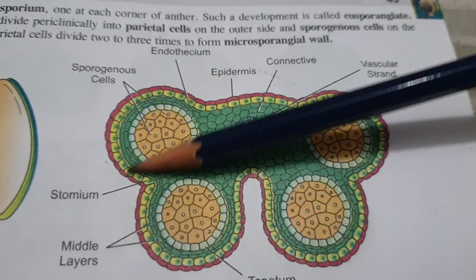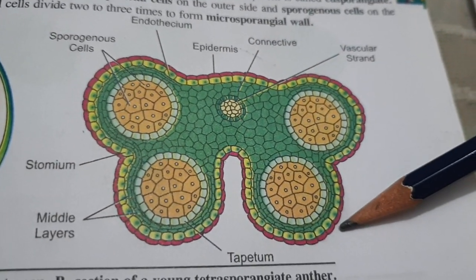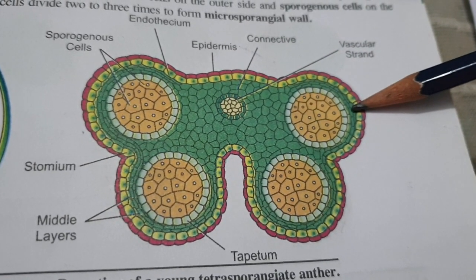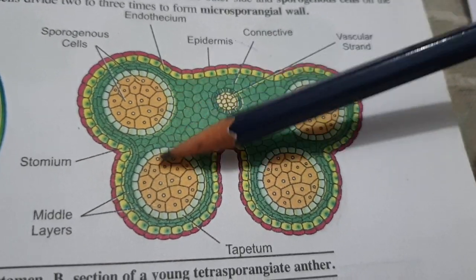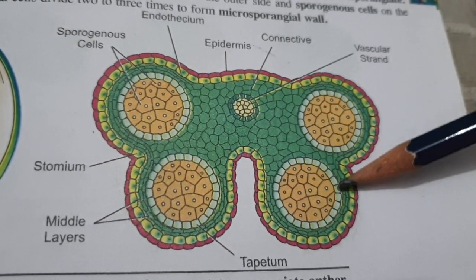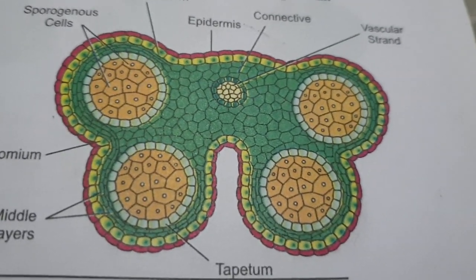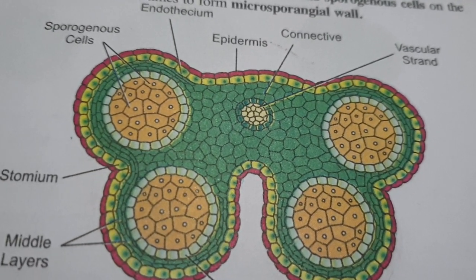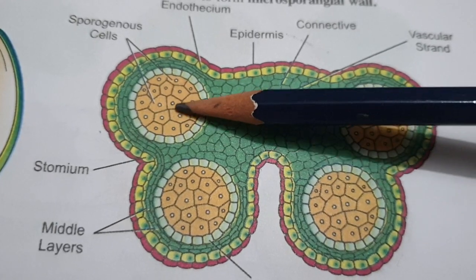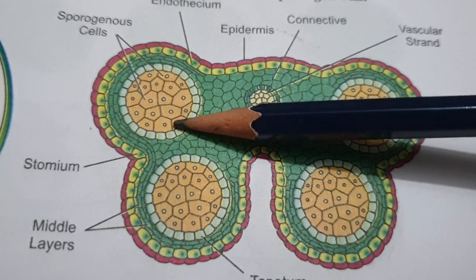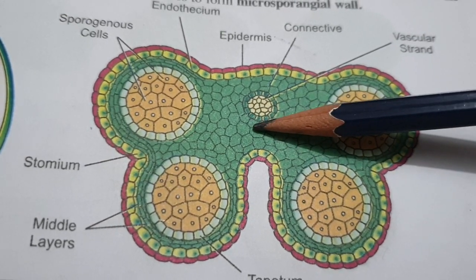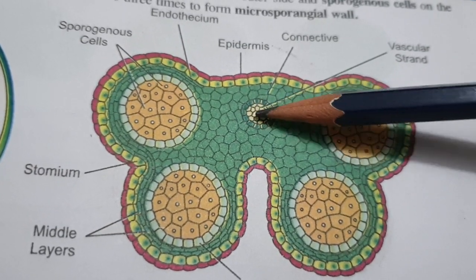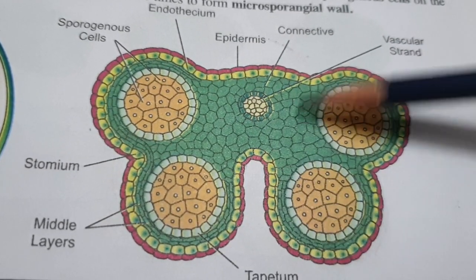Okay, now see, this is a proper structure of a mature anther. It consists of the outer epidermis. Then the 4 corners have 4 pollen sacs. Each pollen sac consists of the sac walls, which include the endothecium, middle layer, and tapetum, and the inner cells are the sporogenous cells. Got it? Now this is the connective, the particular portion which consists of the vascular strand. Okay, now this is the whole structure.